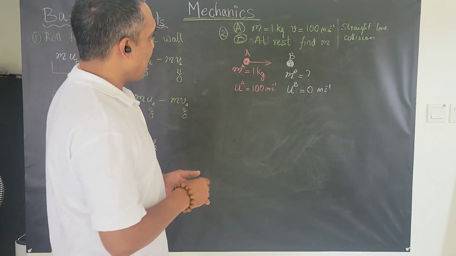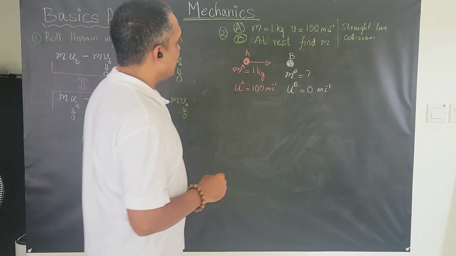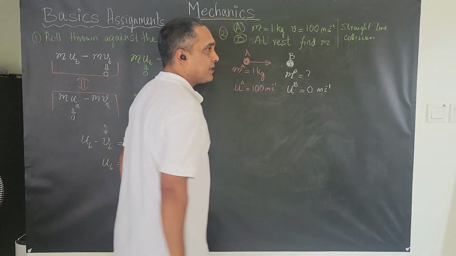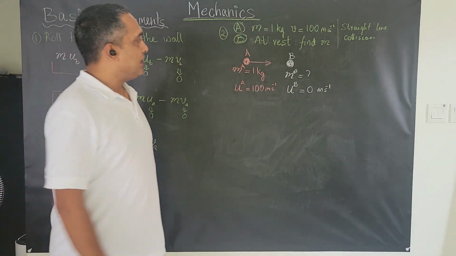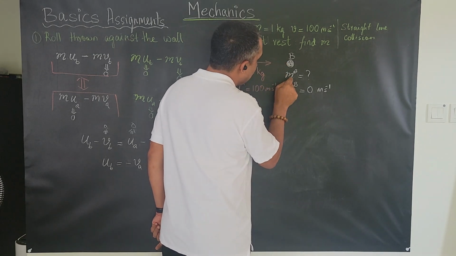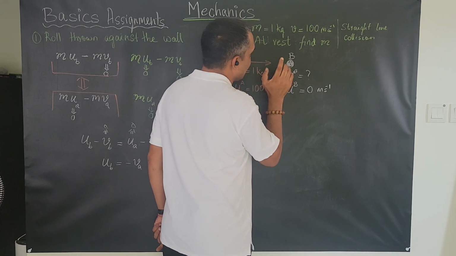Now the question was, at what mass would A come to rest at collision? So if we were shooting A in a straight line to B, at what mass of M would A just come into rest?